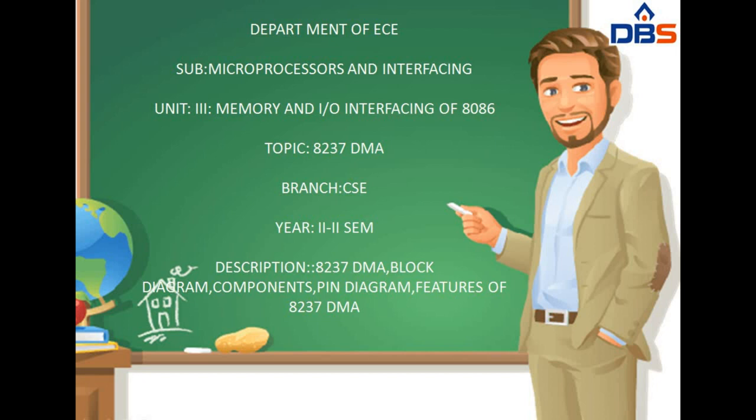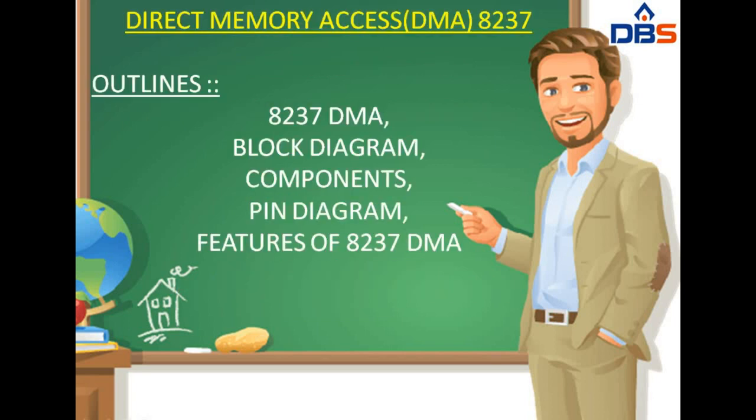So this acts as a fast data transfer between memory and I/O devices, and this method allows data to be moved from one location to another in a computer without any interruption or interfacing of the CPU. In this class we are going to discuss the 8237 DMA and its block diagram, its components, the pin diagram of the 8237, and the features of the 8237 DMA.